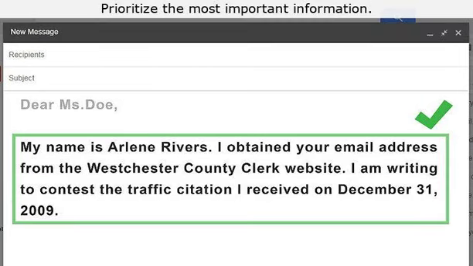Step 3. Prioritize the most important information. Once you've introduced yourself and the general reason you're writing, you can follow up with the body of your email. Put the most important content near the top. This respects your recipient's time and makes the purpose of your email clear. When writing to a government official, for instance, you might start by saying, "My name is Arlene Rivers. I obtained your email address from the Westchester County Clerk website. I am writing to contest the traffic citation I received on December 31, 2009."